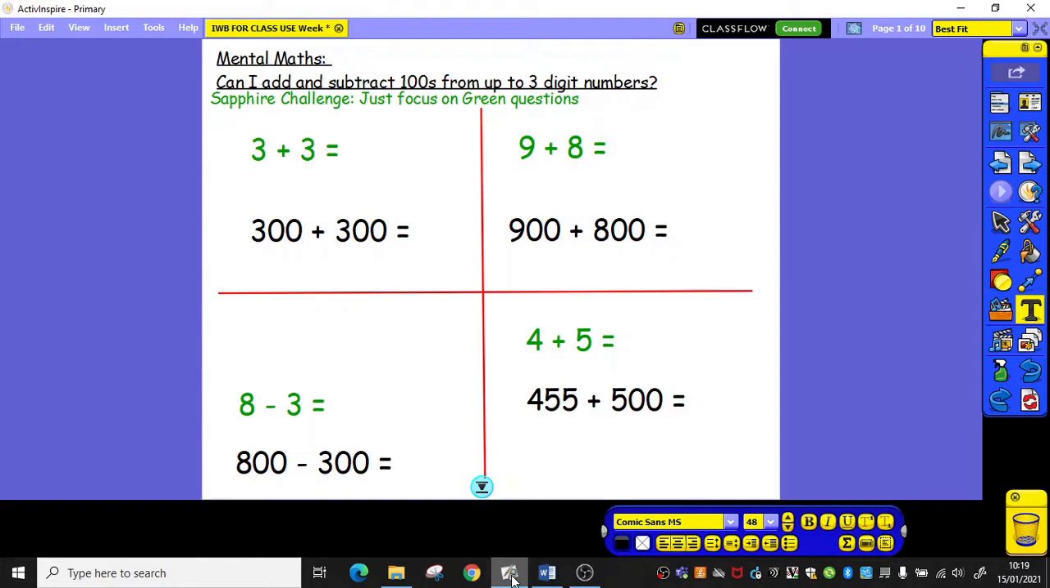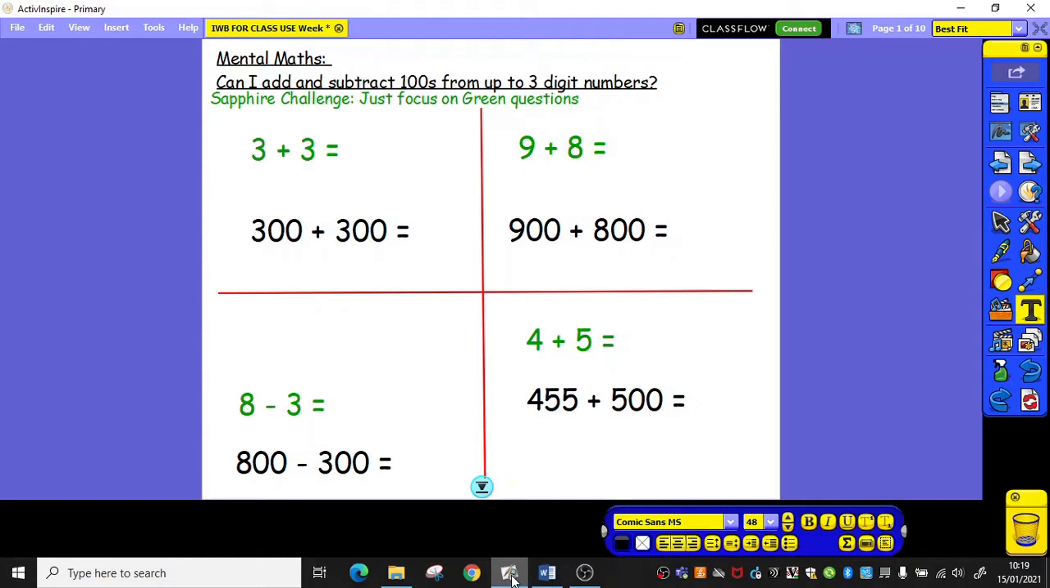You can see on the mental maths challenge today that there are some green challenges for those of you who have been doing the Sapphire challenge. However, the rest of you will find this useful in terms of completing the rest of the challenges. I'd like you to stop the video now and have a go at the challenges, please.